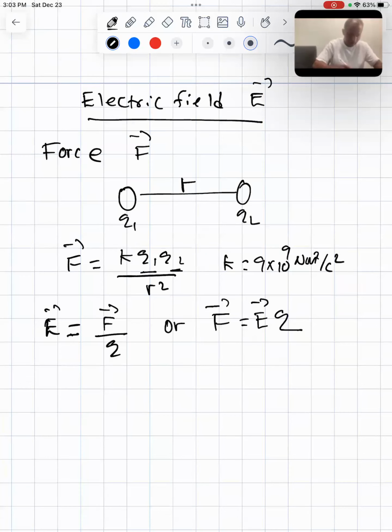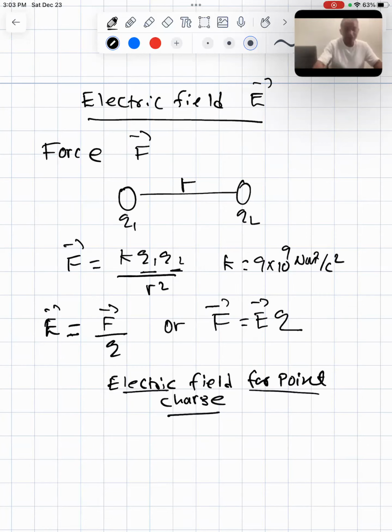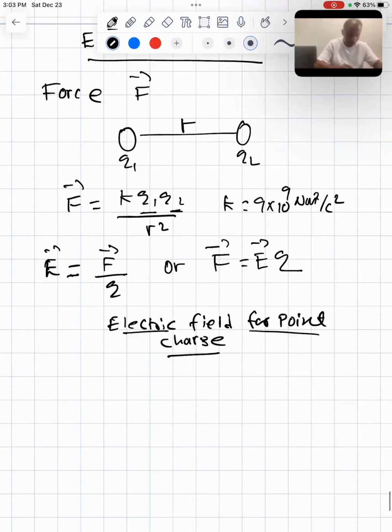So electric field for a point charge. How can I find electric field for a point charge? Okay, it's a little bit difficult concept, so try to understand. Electric field for a point particle is given by K times Q over R squared. You need only one charge for electric field. For instance, if I have a Q1 charge, it creates electric field around its vicinity. It creates electric field everywhere.